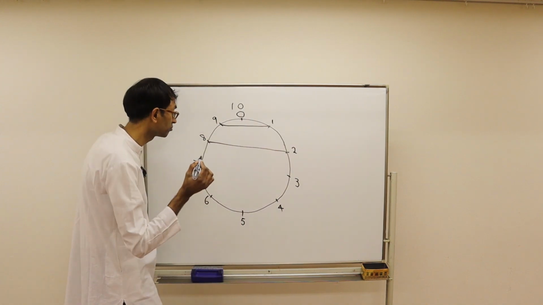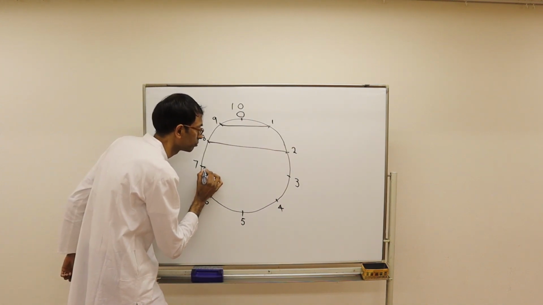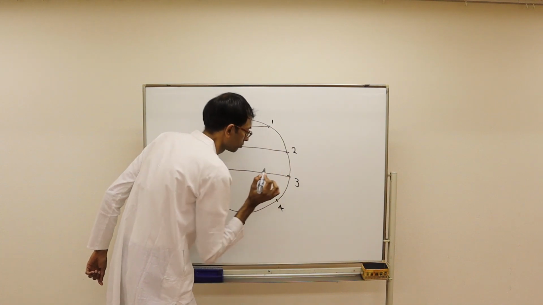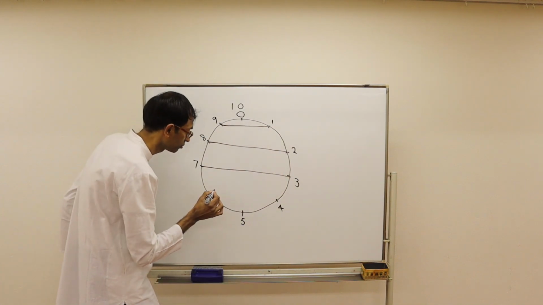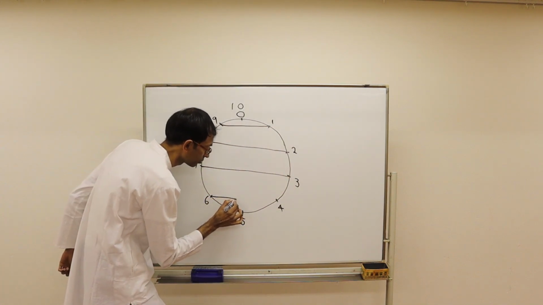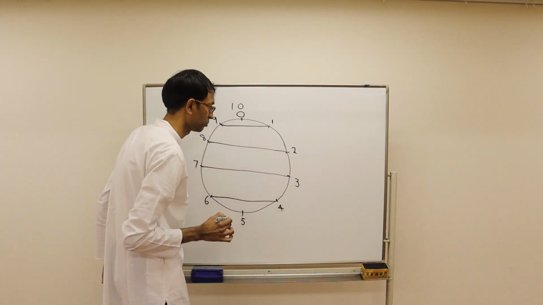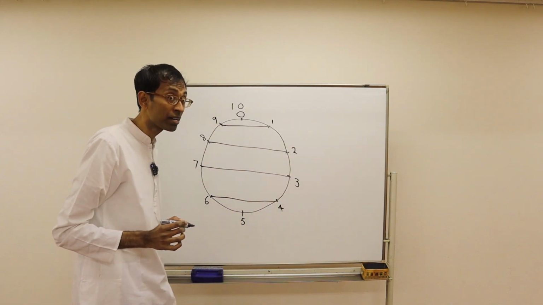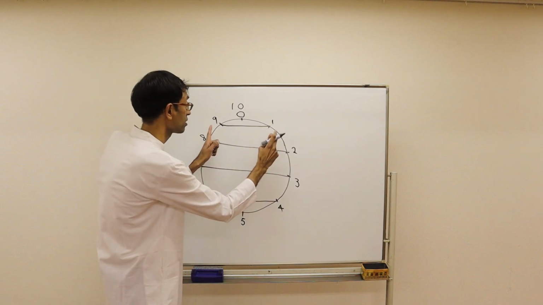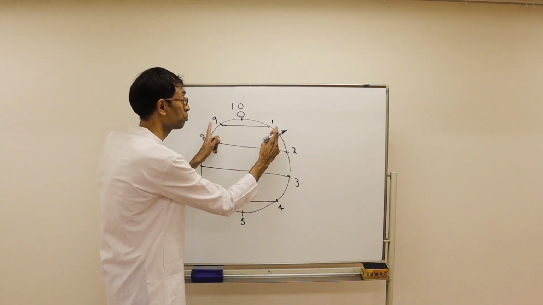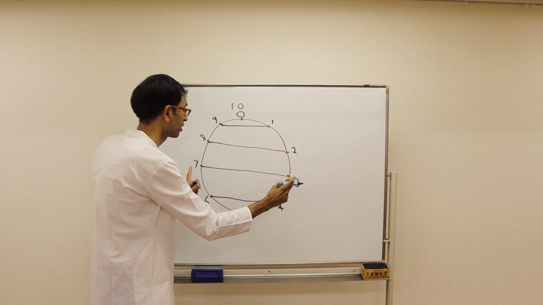And then 7 and 3. 6 and 4. Do you see any pattern here? See these numbers? These pairs of numbers?